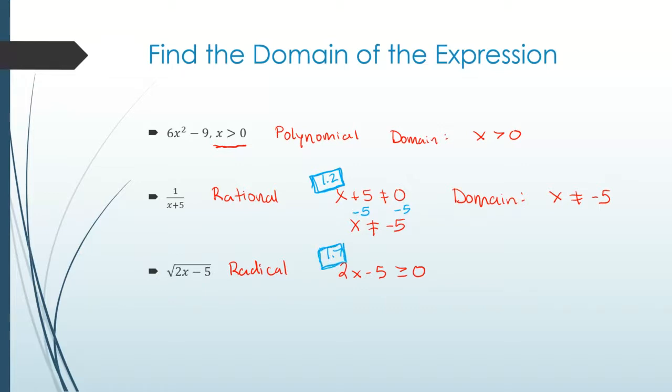We solve this just like you would solve for x. So it's actually a little bit of 1.2 as well. So when we're solving, we start by adding 5 to both sides because we want the x by itself. So that gives us 2x is greater than or equal to 5. And then you divide both sides by 2 to get just x. And that gives you x is greater than or equal to 5 halves. So our domain is x greater than or equal to 5 over 2.